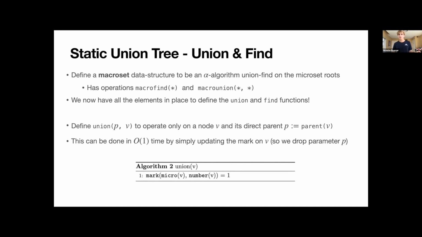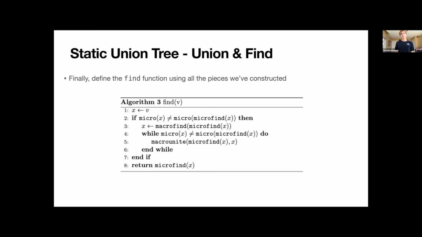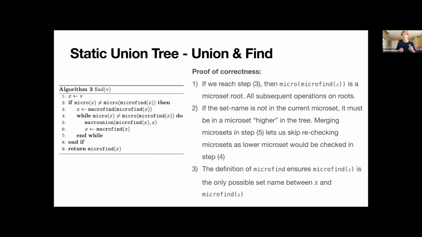So we'll define the union first. It's relatively simple, since we can only do a union between a child and a parent, by the construction of the static union tree. All we need to do to update a child node is set its mark table value to 1. So you can see that here, relatively trivial O(1) runtime. The next thing we're going to do is define the find function using pretty much everything we've seen before. It's a little bit complicated at first glance, but we'll walk through it and prove that it is correct in that it will find the set name of the given element V.